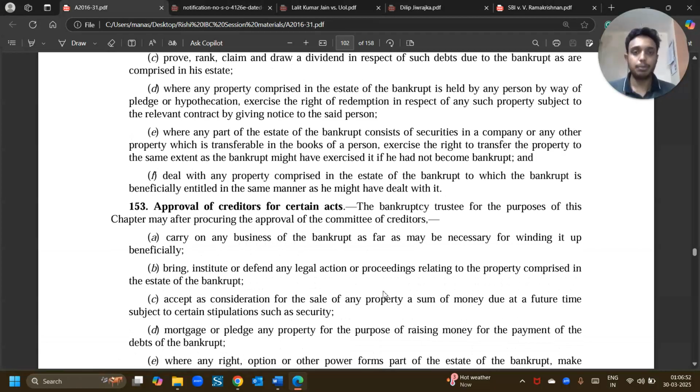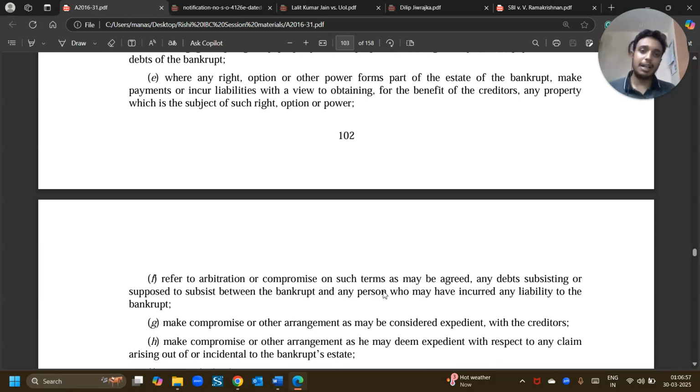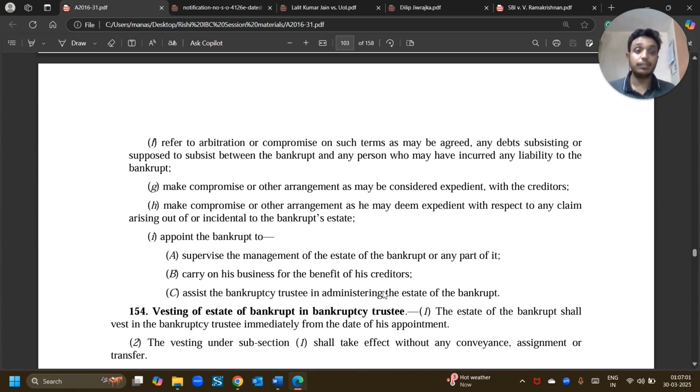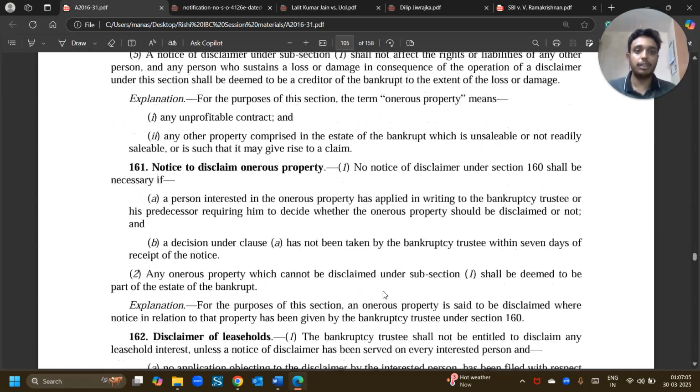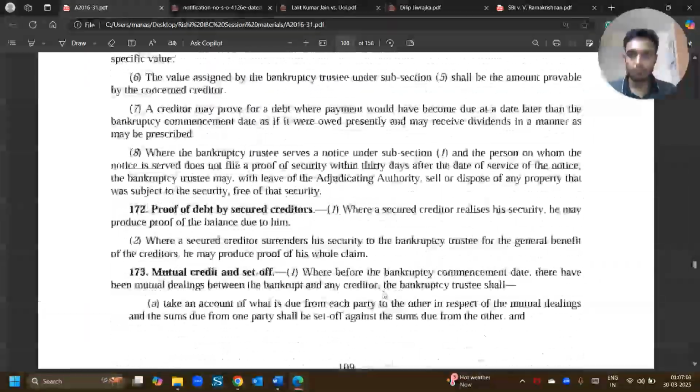If the resolution process fails, then bankruptcy is the next stage, and bankruptcy essentially means all the assets of the debtor will be divided amongst his creditors in such manner as is provided and as per adherence to the process which has been provided under chapter 4.